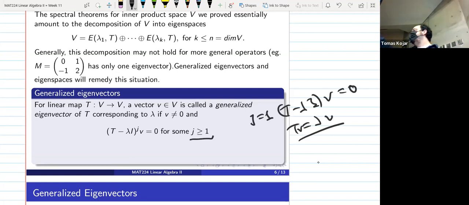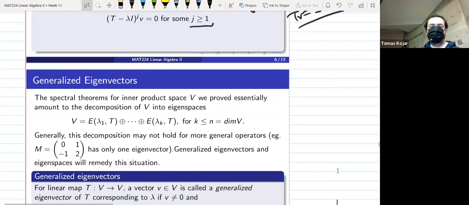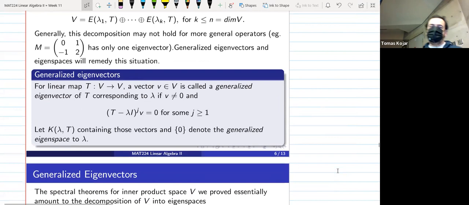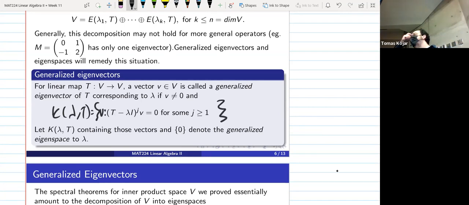It turns out that for every v, there is such a j for your linear map, that you have this being zero. And we define this space, K lambda T, to be all the v so that this is true. Okay? Do you understand? You fix your lambda, and then this is the generalized eigenspace. So let me ask you this: the usual one, E lambda T. How does it go? Does it go this way or this way?